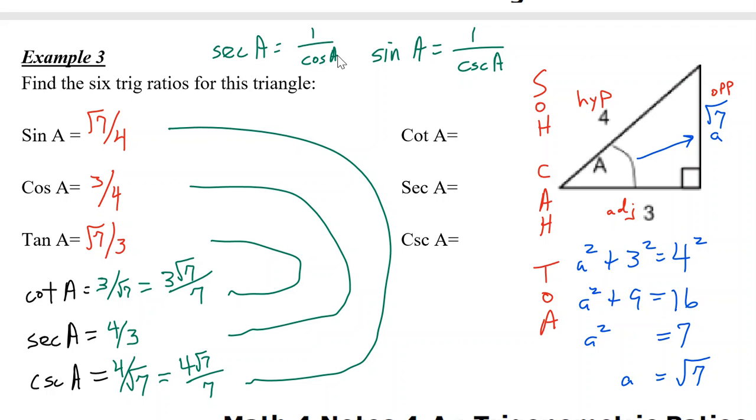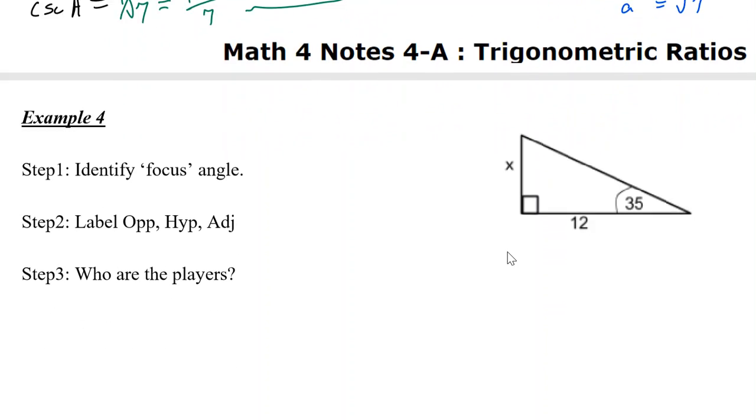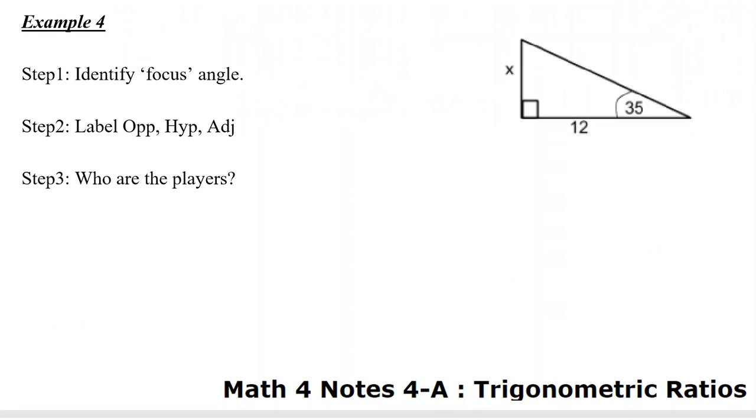They are reciprocals of each other. Okay. All right. Now, working your basic SOH CAH TOA problem, especially when you have something that's not a 30, 60, or 45 degree angle. If it's some oddball angle, then you are going to have to use SOH CAH TOA to do this.